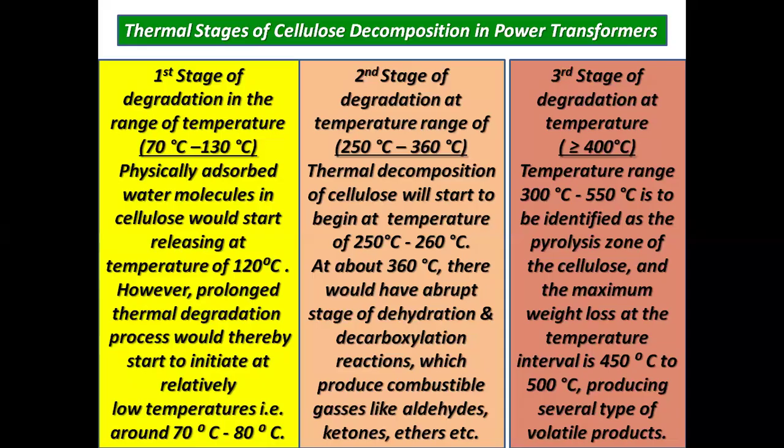Third stage, degradation at temperature greater than or equal to 400 degrees centigrade. The temperature range from 300 degrees centigrade to 550 degrees centigrade is identified as the pyrolysis zone of the cellulose, and the maximum weight loss at the temperature interval of 450 degrees centigrade to 500 degrees centigrade, producing several types of volatile products.